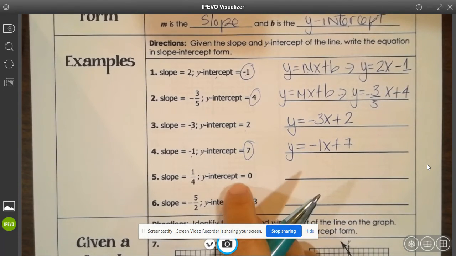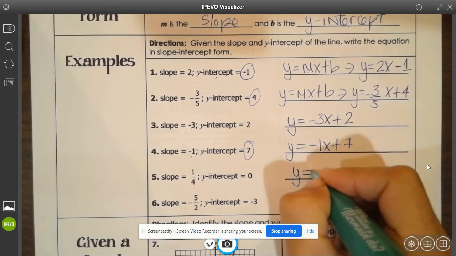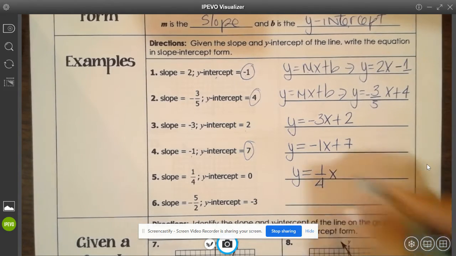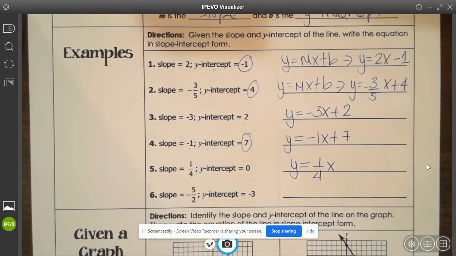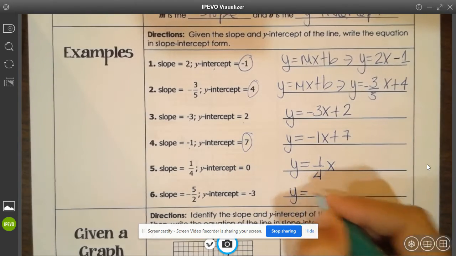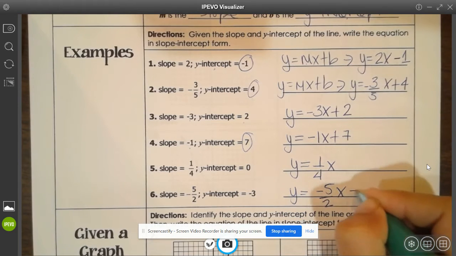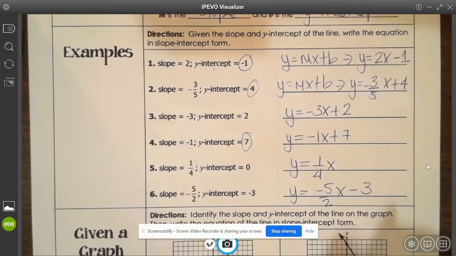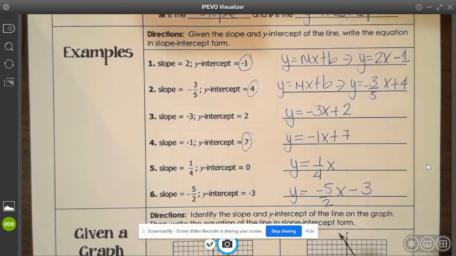Now this one is 0, so there's no number for b. So let's do y equals 1 over 4 times x. It will be plus 0, right? We don't need to write it. All right, we have the next one. It's y equals negative 5 over 2 times x minus 3. So this one will be a negative slope graph. This one will be a negative slope one, this one, and this one. So be careful here, okay?